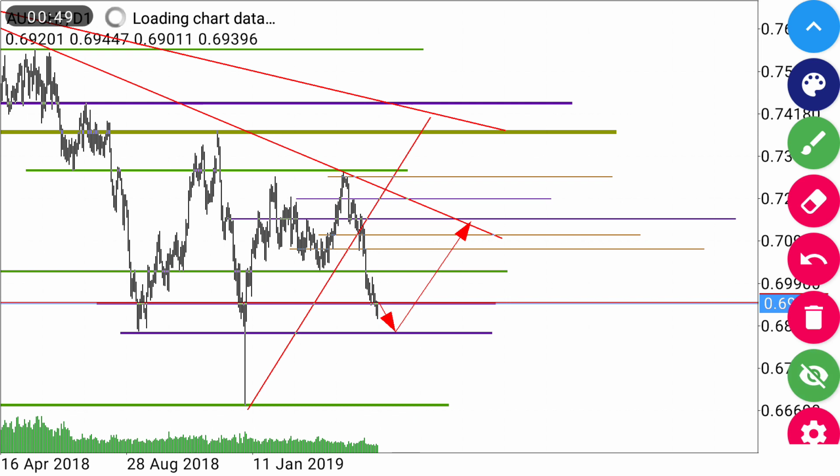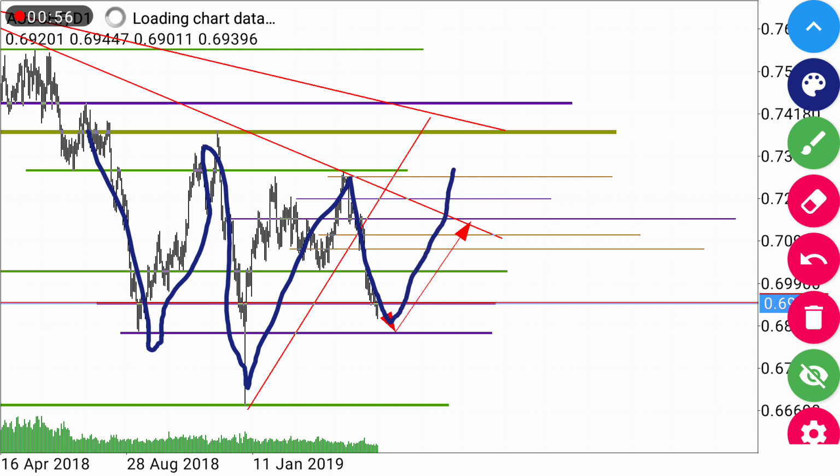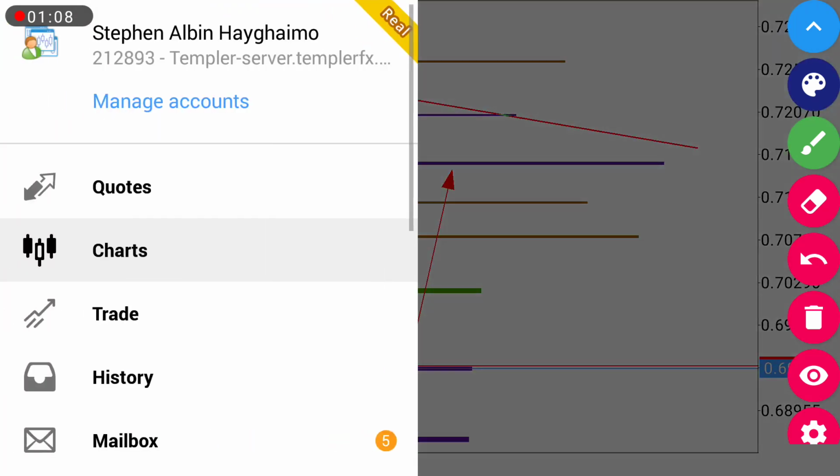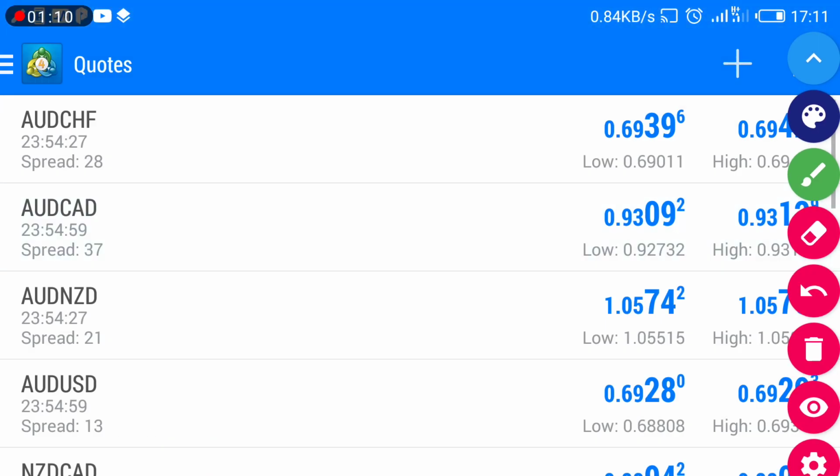On the day one time frame, you can see the shoulder, the head, and the shoulder. So we're anticipating that price will continue moving up. For the coming week, we'll be looking for a bullish direction for this pair, AUD/CHF. Another pair which we're going to be looking at is AUD/CAD.